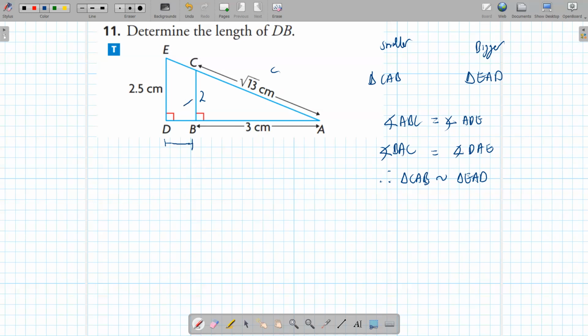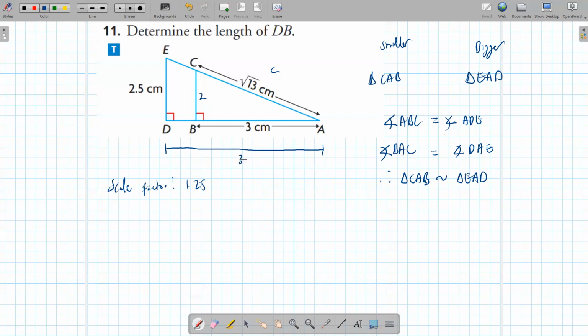What do we multiply by 2 to get 2.5? 1.25. Right, so the scale factor is 1.25. So if BA in the smaller triangle is 3 centimeters, what's going to be the base of the bigger triangle, AD, using the scale factor?